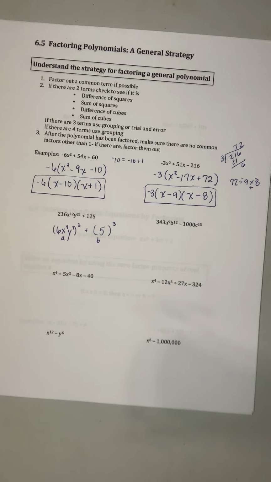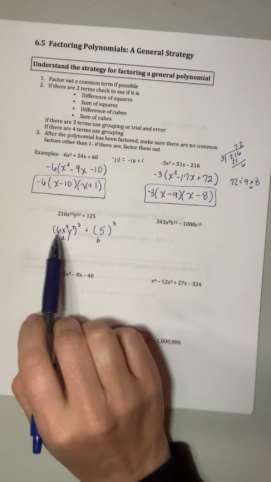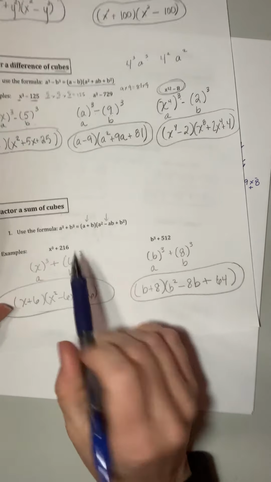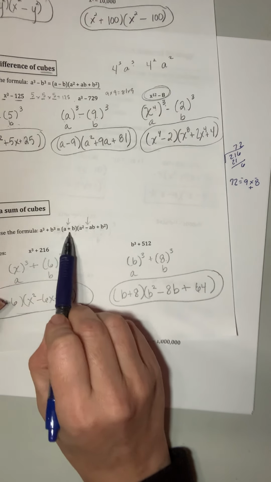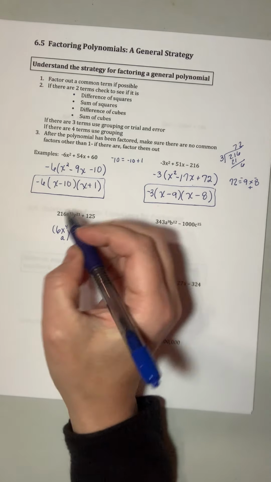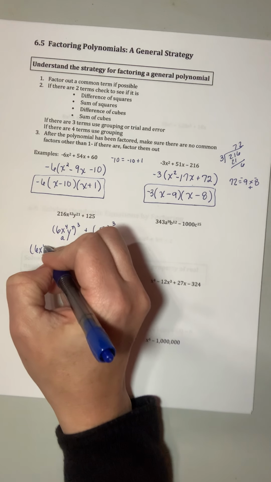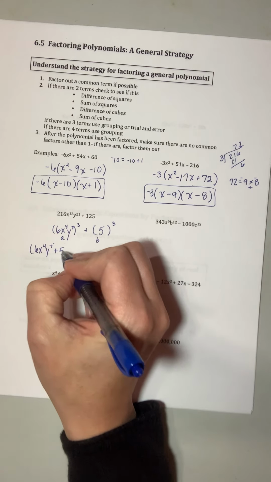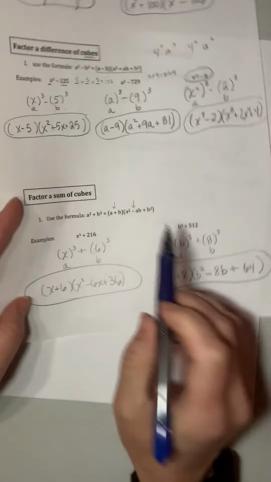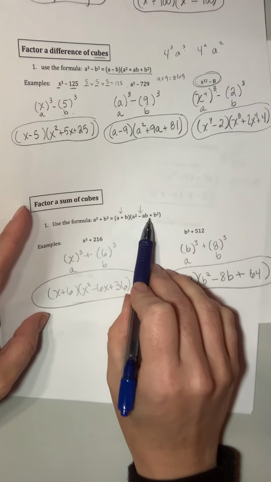And this is sum of cubes. So if I go back to my notes, I need this formula right here. So I take my a plus b, so I have 6x^4y^7 plus 5. And then a squared minus ab plus b squared.